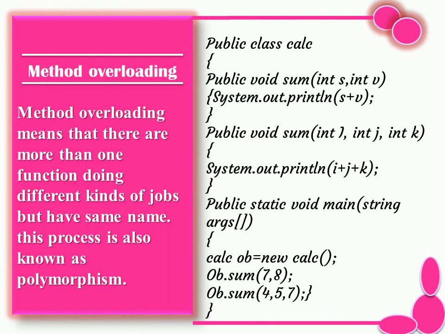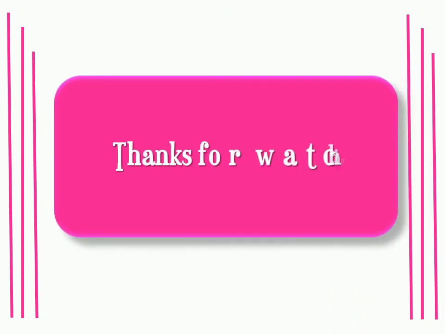So next we'll see what is method overloading. Method overloading means that there is more than one function doing different kinds of jobs but having the same name. This process is also known as polymorphism. So the polymorphism concept has been given here. This can also be called method overloading. So look at the program here. Sum is given with a different action. Sum is a method. The first sum has 2 arguments and the second sum has 3 arguments, but they do different tasks. Okay, so that's all about this class.